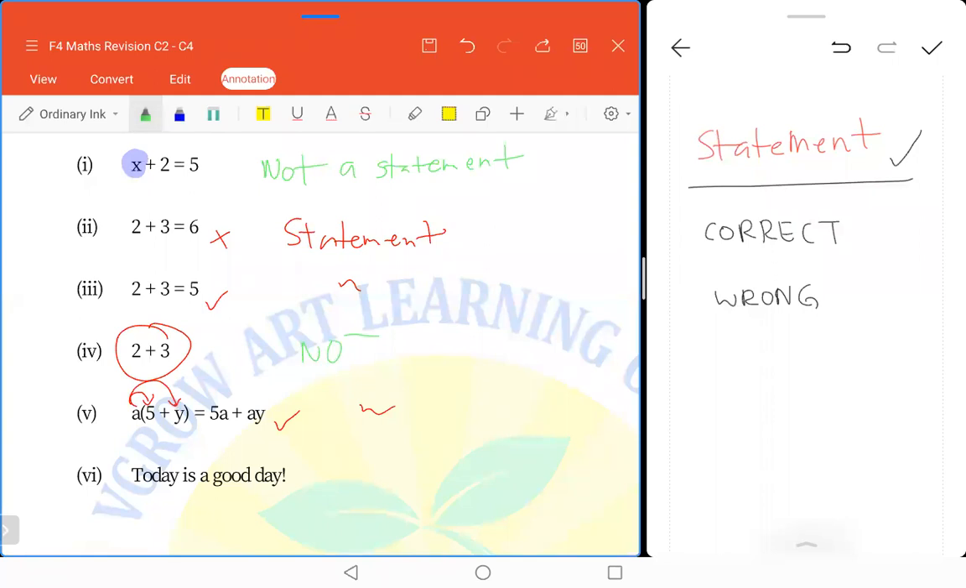Next, "Today is a good day." Yes or no? Can you tell if today is a good day? Some say yes, some say no, some say I don't know. Not yet until 24:00. I'm not sure. So the last one is not a statement as well, because you can't confirm, right? So this part is pretty easy. If it is a statement, then you can check whether it is correct or wrong.